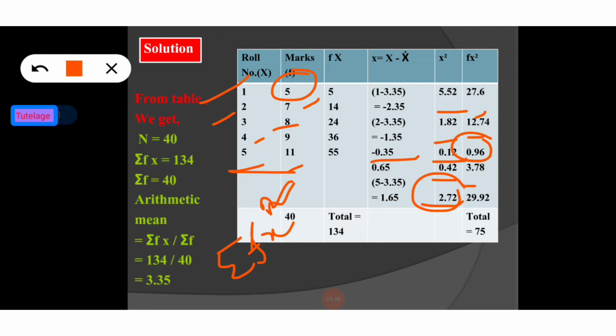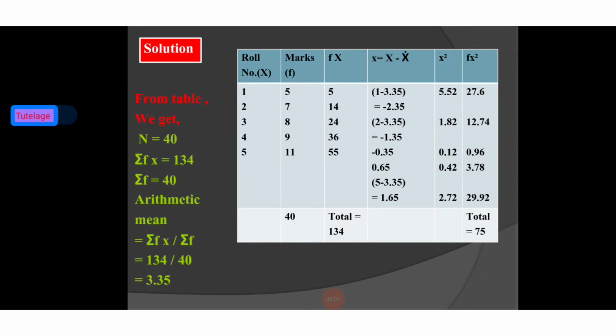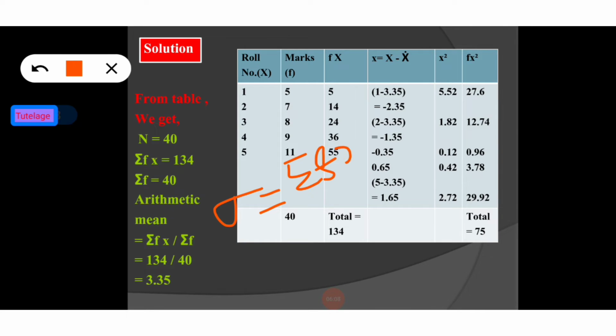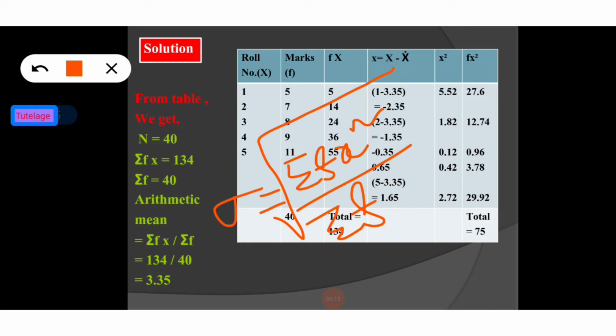So the total, the summation f x square, is 75, and we have already known the formula of the standard deviation. So the formula is sigma is equal to root over summation f x square by summation f. Okay, so summation f x square is equal to 75, divided by summation f.